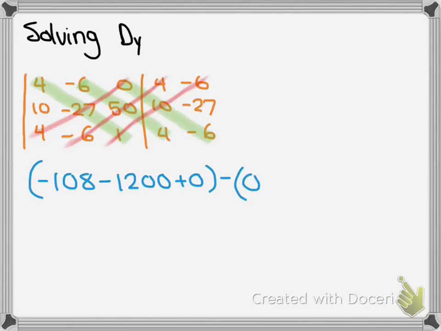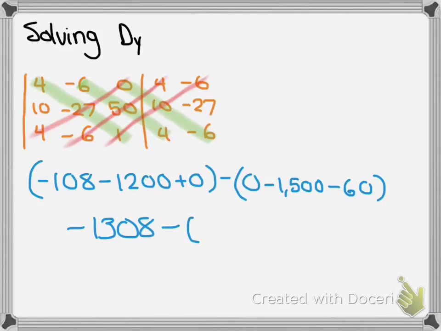In red are highlighted the minors. 4 times negative 27 times 0 is 0. Negative 6 times 50 times 4 is negative 1,200. And then 1 times 10 times negative 6 is negative 60. So now we have to solve negative 108 minus 1,200, which is negative 1,308. On the right hand side, negative 1,500 minus 60 is negative 1,560, and then we solve.